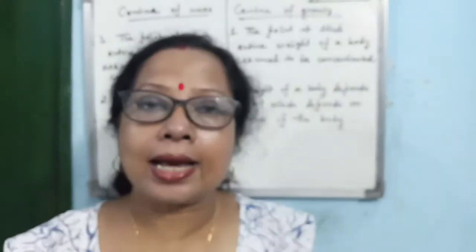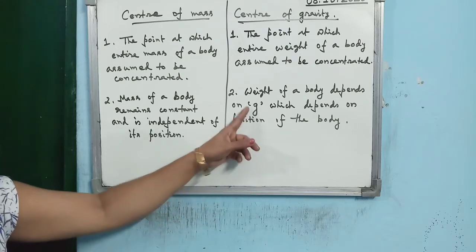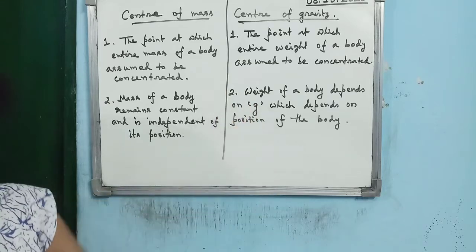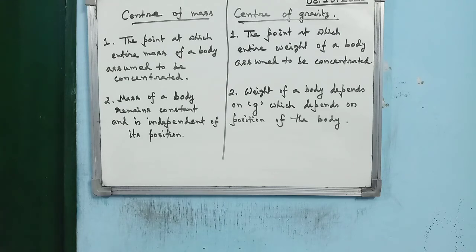So whatever I said, I have summarized here point-wise. What are the differences between center of mass and center of gravity? The first point: center of mass is the point at which the entire mass of the body is assumed to be concentrated, whereas center of gravity is the point at which the entire weight of a body is assumed to be concentrated. Then the second point of difference: the mass of a body remains constant and is independent of position, whereas the weight of a body depends on small g. I have written it within inverted commas because small g is acceleration due to gravity, and acceleration due to gravity depends on the position of the body.